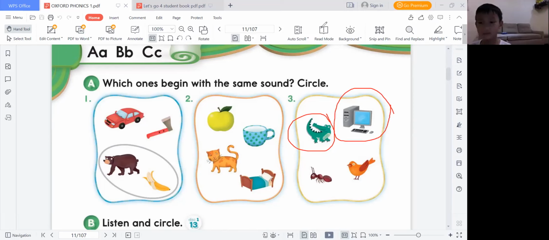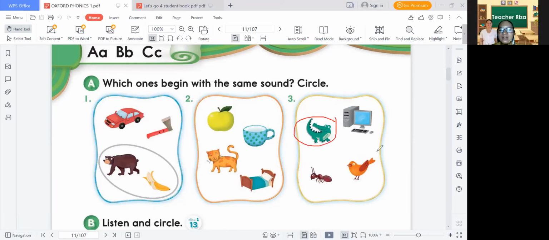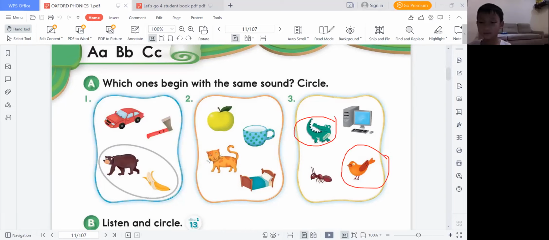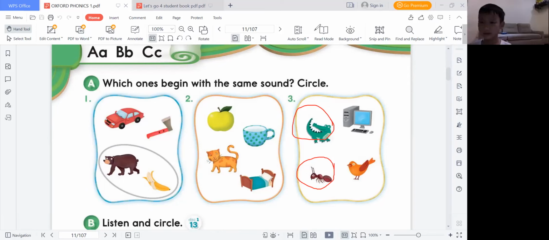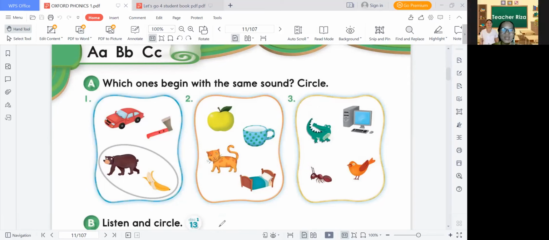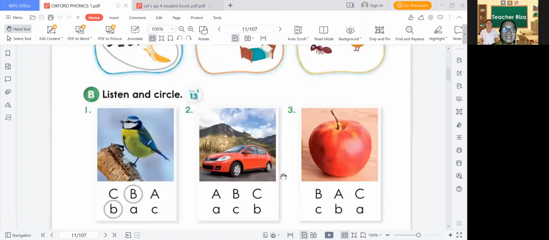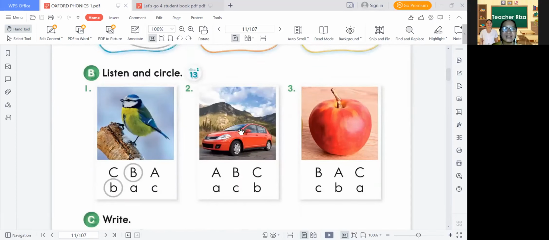Okay, it's no. How about alligator and bird? Same sound? Yes or no? Oh, it's no. How about alligator, ant? Alligator, ant. Same sound? Okay, it's yes. Very good. So we're done with the letter A activity. Next, let's proceed for the letter B.